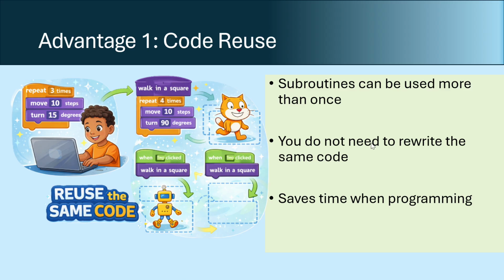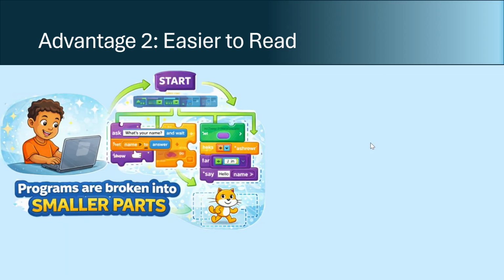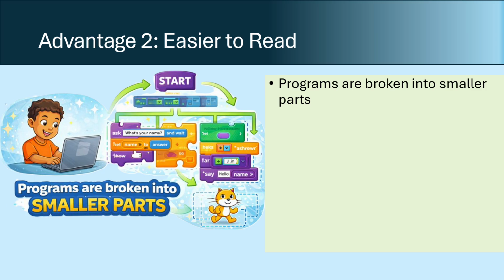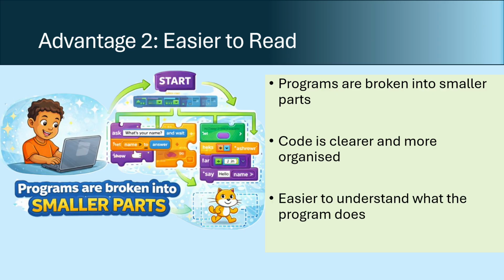The next advantage is that it is easier to read. If something is easier to read, it is easier to understand. And that's what it means, that we've broken it into smaller parts. The code is clearer and more organized. That's important. It's like you're writing a story in English when you're writing in paragraphs. And it's easier to understand what the program does. So if I want to work on the are you okay part of my code, I can just work on that section only.